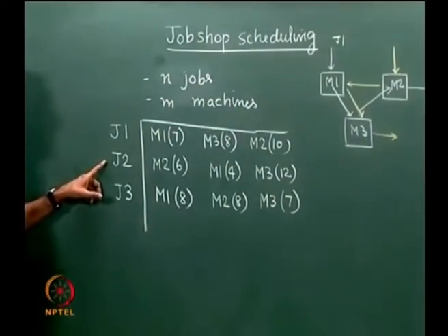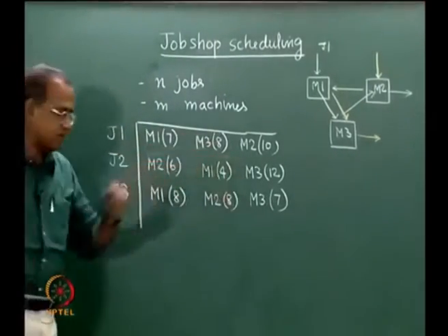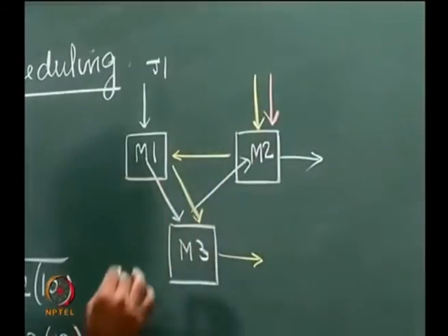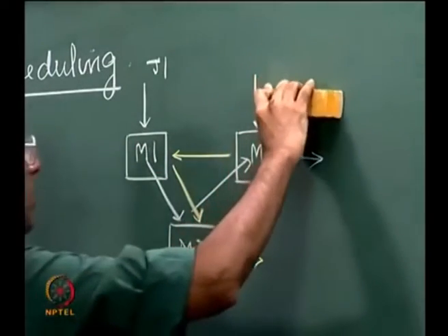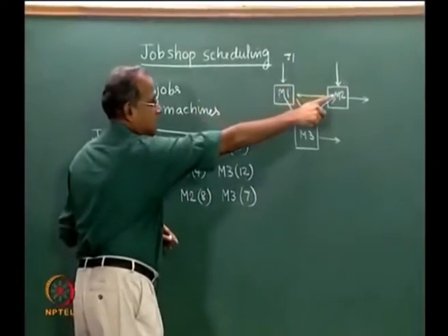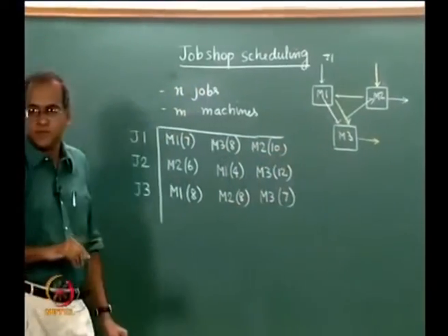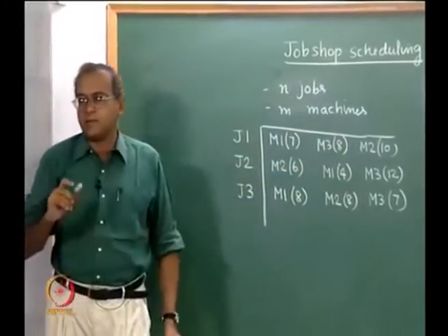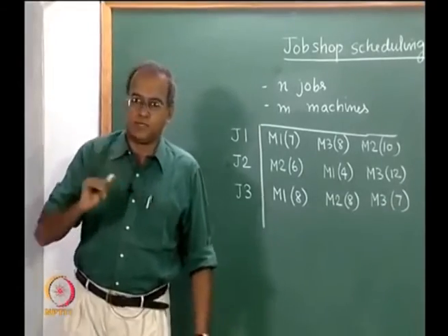Another job J2 may first visit machine 2 and then machine 1 and then machine 3. The one that I have shown in yellow stands for J2: first visits machine 2, then visits machine 1, then visits machine 3 and then leaves. Now, the numbers shown in the brackets are the processing times for the particular job on the particular machine.